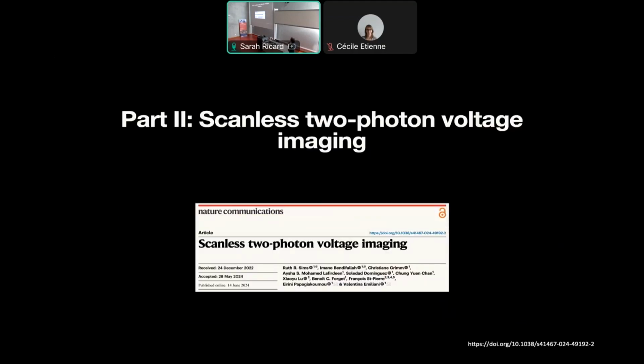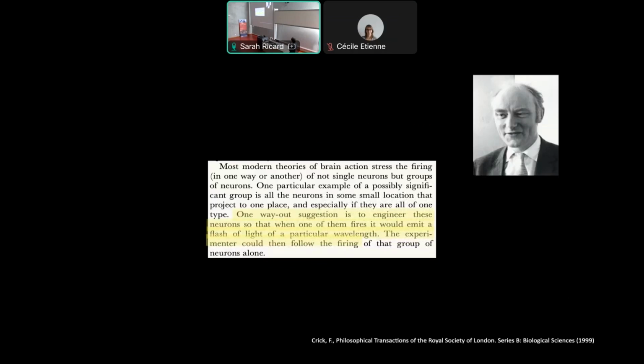Okay, so the second project that I worked on was scanless two-photon voltage imaging. So now I've shown you that we have tools that are able to perturb neural activity, but we also want to be able to record neural activity. And so again, Francis Crick gave us an indication of how this might be possible. And he said that basically the best way to do this would be to engineer neurons so that when one of them fires an action potential, it emits light and you follow the light and it tells you, okay, whenever the light was shone or whenever you detected light, that neuron was doing something.